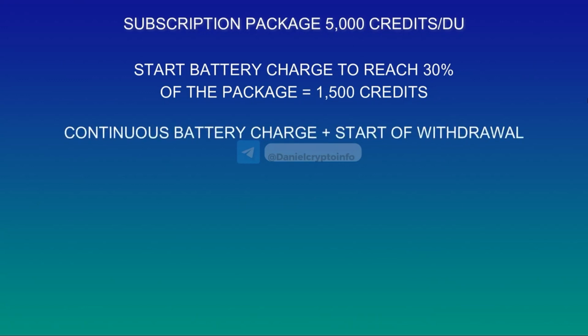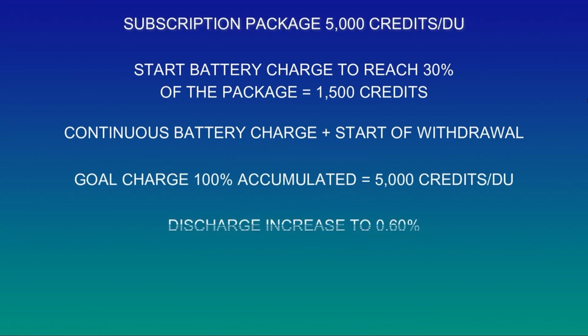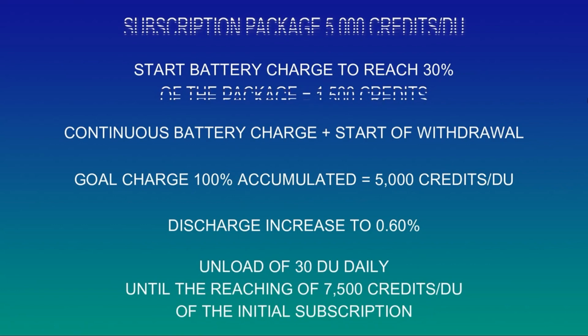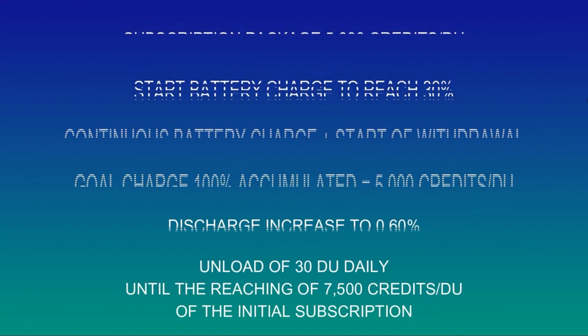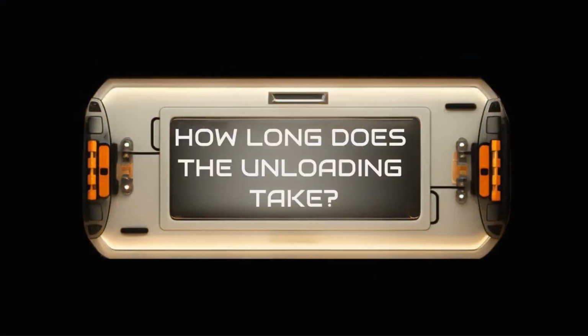Continuing my charging path, I will reach the goal of 100% when the accumulated sum has reached 5,000. From this milestone onwards, I will simply continue to download daily at 0.6% my rewards until I have reached the sum of 7,500 that will mark the end of my path. But how long does it take to completely unload the package?